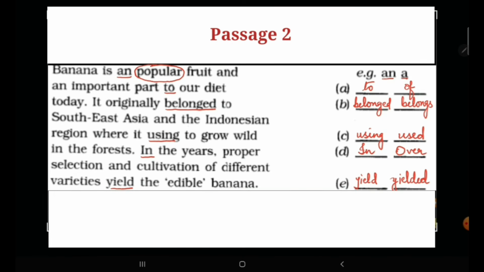Now we are done. But now let's do the last step. Read the paragraph again with the corrected words. Let's start. Banana is a popular fruit and an important part of our diet today. It originally belongs to Southeast Asia and the Indonesian region, where it used to grow wild in the forests. Over the years, proper selection and cultivation of different varieties yielded the edible banana.